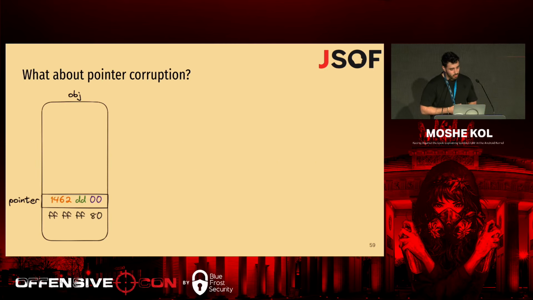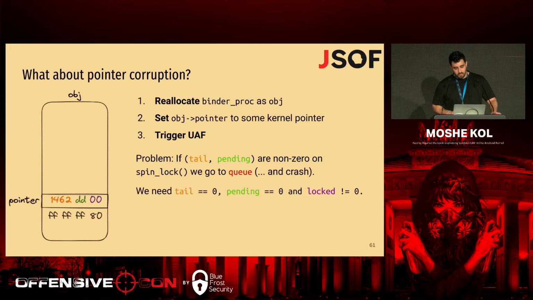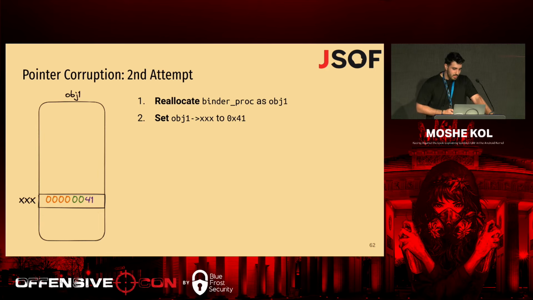So what about pointer corruption? Naively corrupting a pointer would not work either, because if we reallocate the binder proc as some object that has a kernel pointer at that spot, and then we trigger the use of the free, we will likely fail because the tail and pending fields are likely to be not zero. So at the spinlock function, we will jump to the Q label and we likely crash. So remember that for the optimistic spinning phase, we need to have tail 0, pending 0, and locked byte which is not 0.